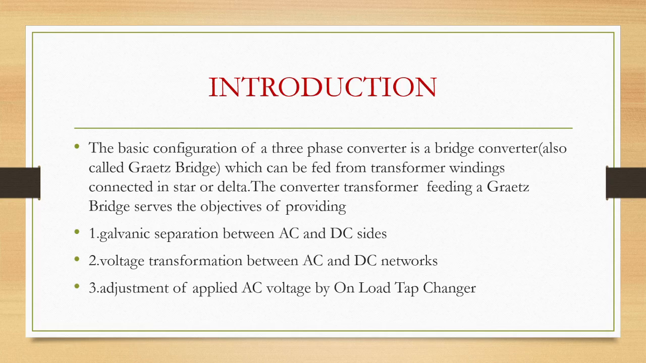The basic configuration of a three-phase converter is a bridge converter, that is Graetz bridge, which can be fed from transformer windings connected either in star or delta. The converter transformer feeding a Graetz bridge serves three objectives. First is galvanic separation between AC and DC sides. Second is voltage transformation between AC and DC networks. Third is adjustment of applied voltage by on-load tap changer, that is OLTC.